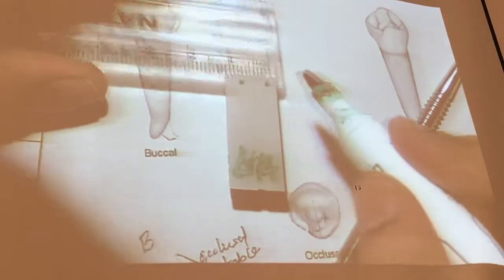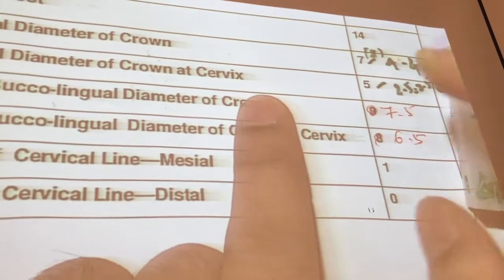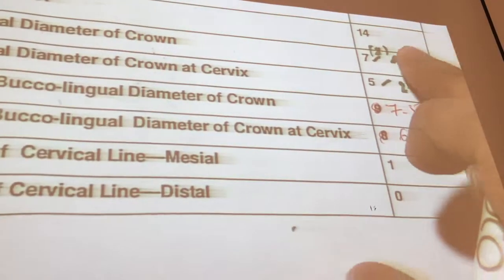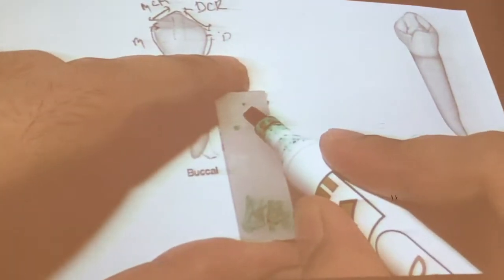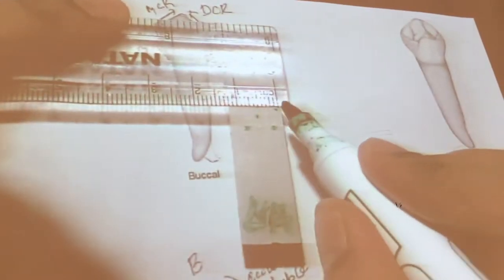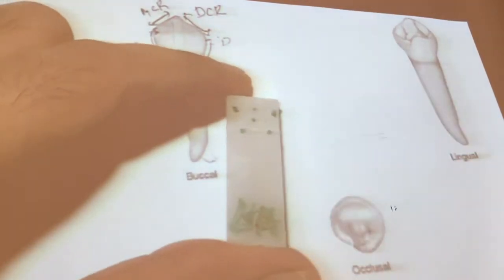Here and here. Okay. So this is the mesiodistal diameter of the crown at the cervix. If I come to the mesiodistal diameter of the crown, the bulkiest part, in the middle I take, or the junction if I divide in this part. The mesiodistal diameter of the crown I am taking 4 mm on either side. This is 4, this is 4. So these are the measurements which I need.